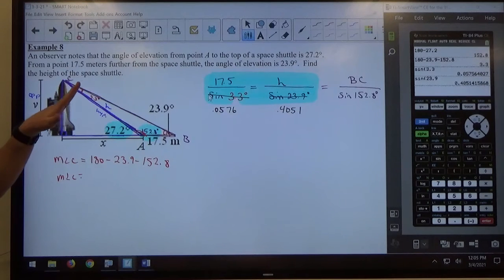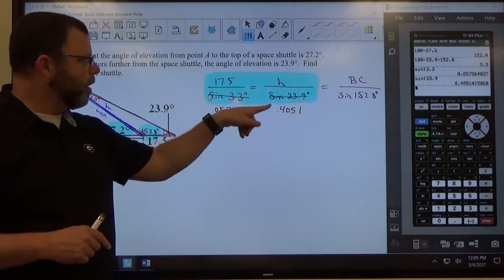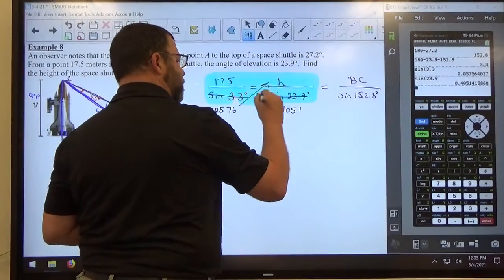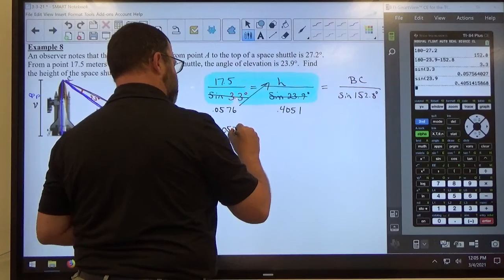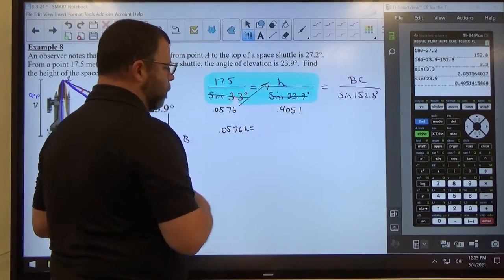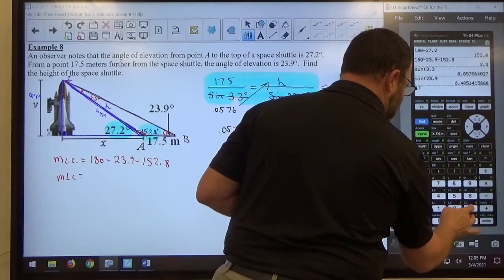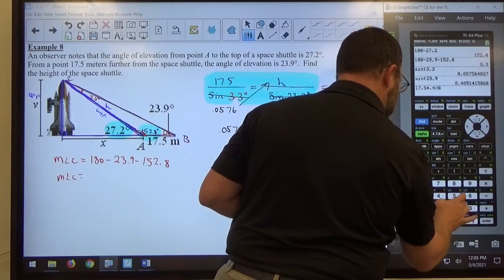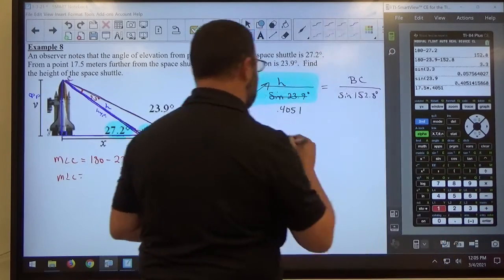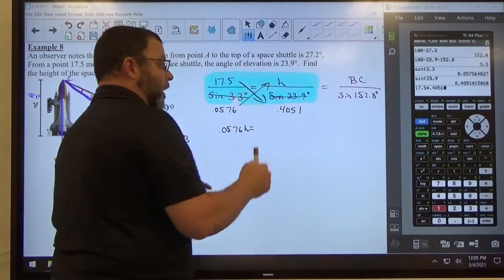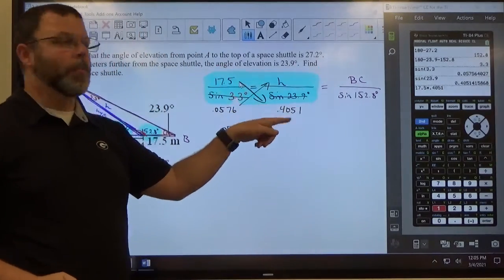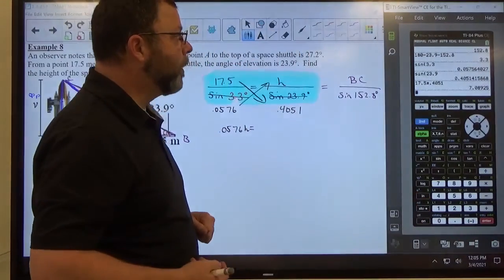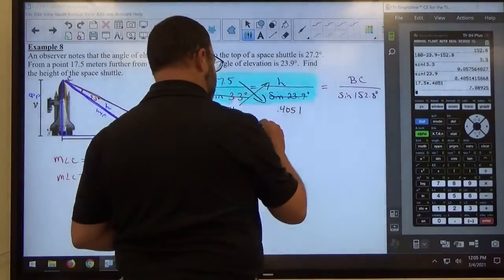Once I get the proportion with all numbers, I'm going to cross multiply to get h. So 0.0576h equals 17.5 times 0.4051. So that product equals this product. Again, that product's not something I can easily do in my head, so I punched it in my calculator, hit enter, 7.0893.